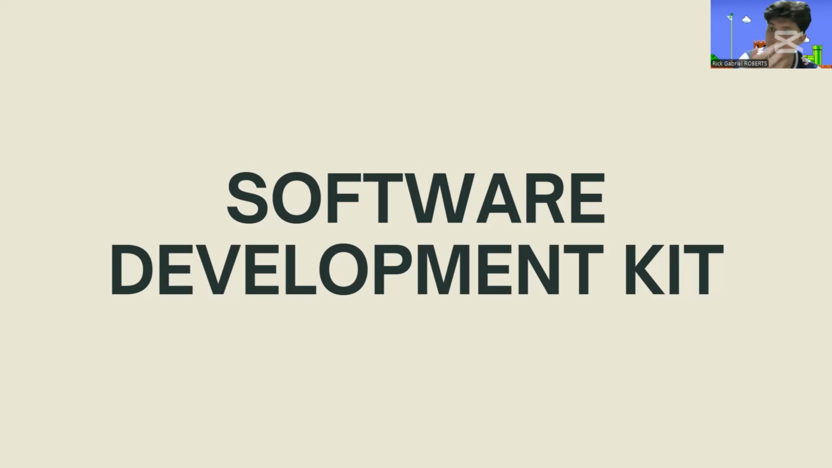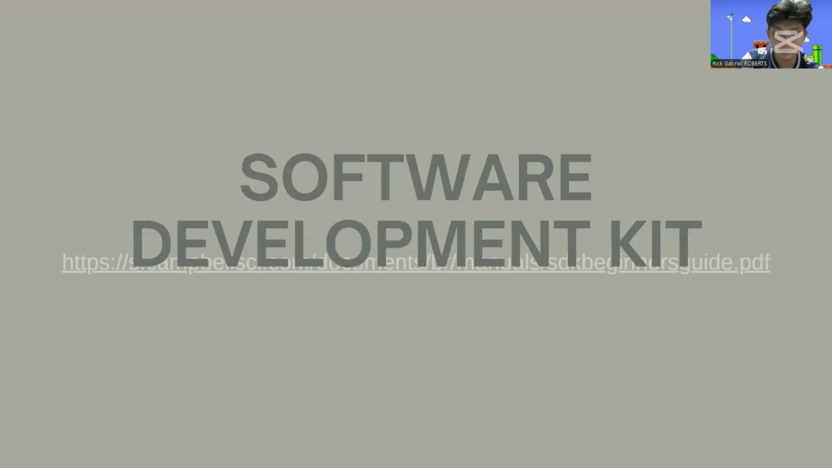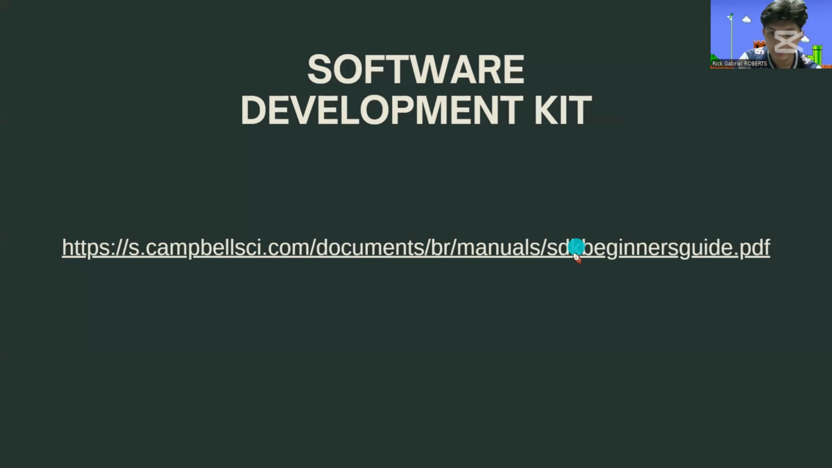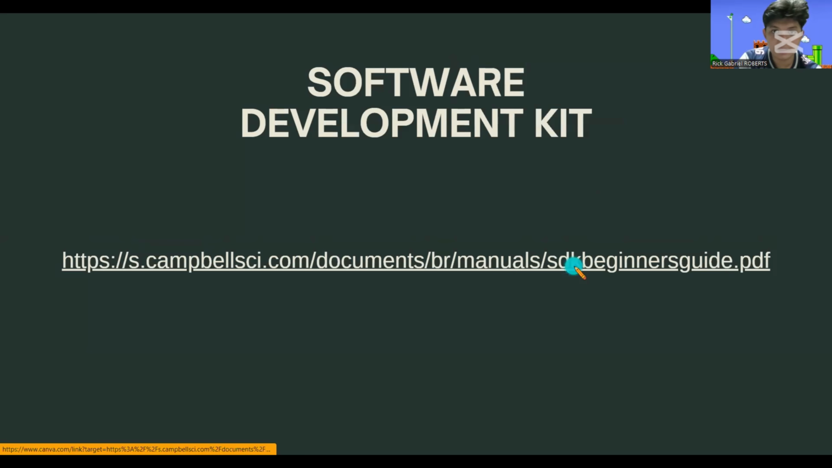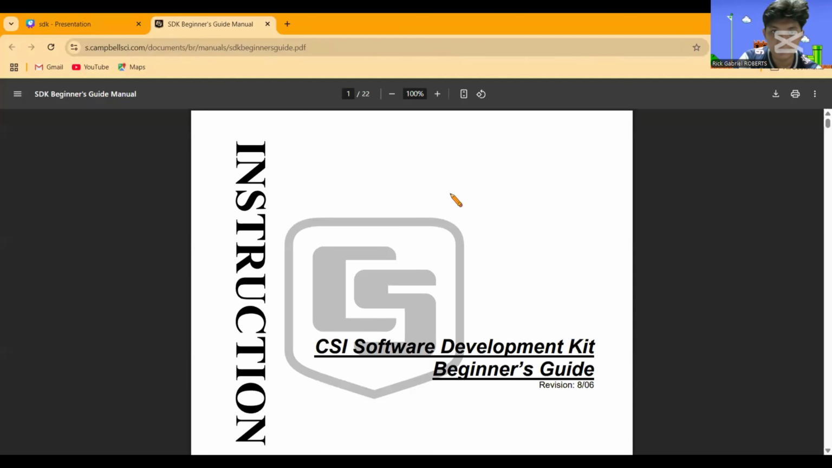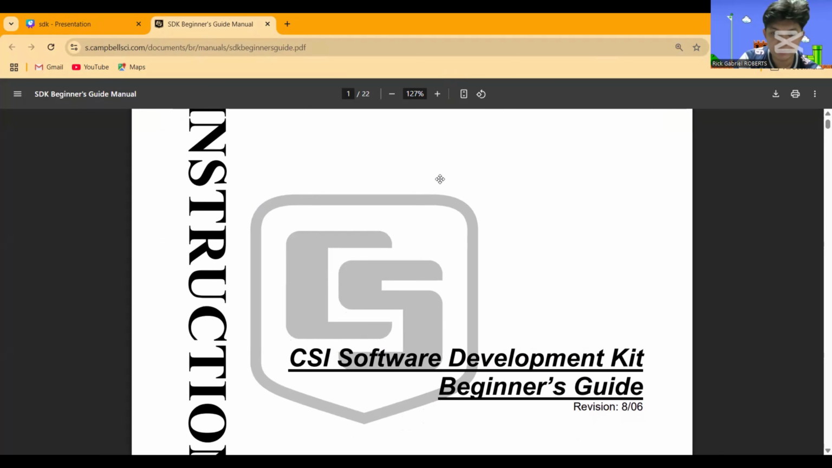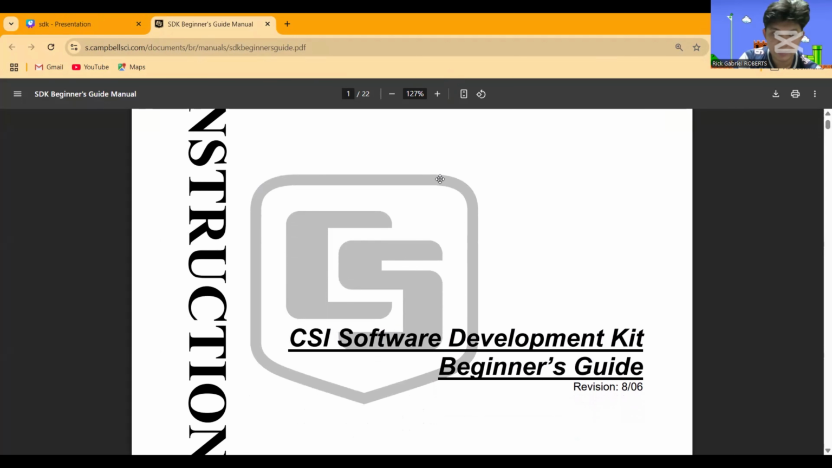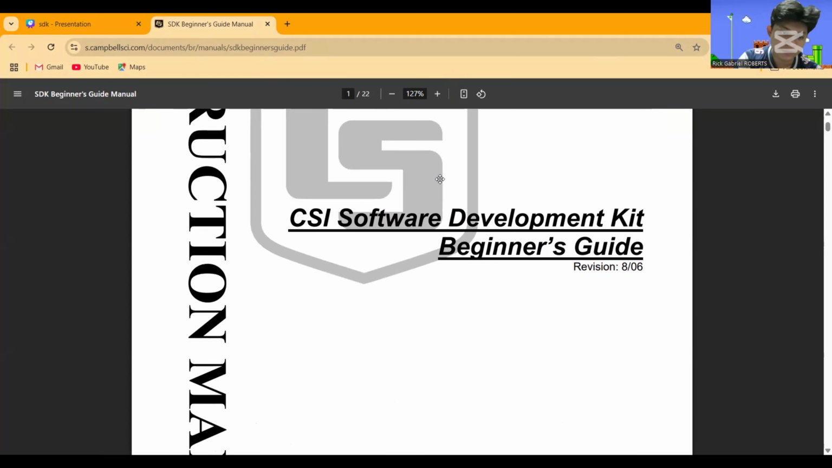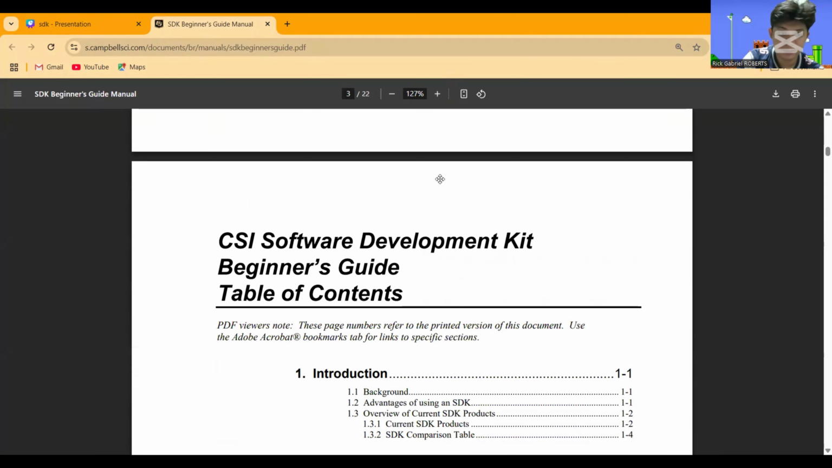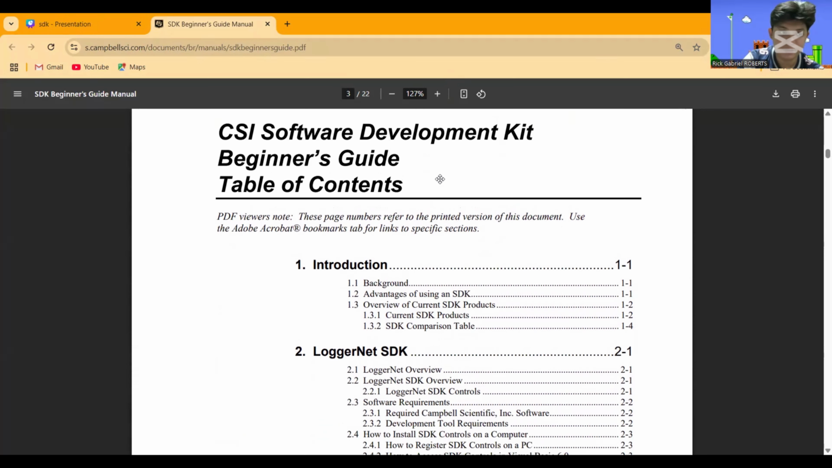Now, we'll proceed to an example of an SDK. Click the link, and I hope you can see this screen, right? So here's an example of an SDK: an instructional manual, copyright by Campbell Scientific Inc. So here, the CSI software development kit.